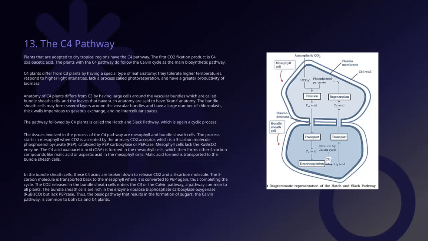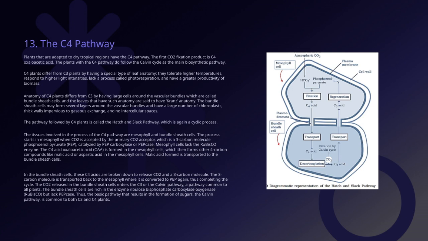In the bundle sheath cells, these C4 acids are broken down to release CO2 and a 3-carbon molecule. The 3-carbon molecule is then transported back to the mesophyll cells, where it is converted back into PEP, completing the cycle. The CO2 released in the bundle sheath cells enters the C3, or Calvin pathway, which is a process common to all plants.